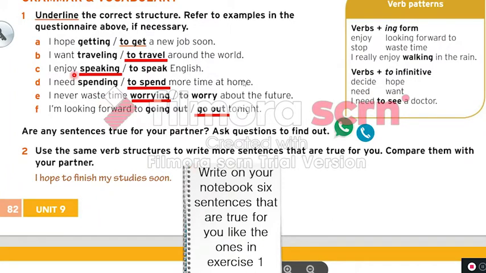All right, so these sentences with hope, want, enjoy, need, you're gonna write them, but you're gonna change this verb and the complement so that the sentences are true for you. For example, if you say I want, what is something you want to do? Maybe you want to go to the beach, so you can say I want to go to the beach. All right, maybe you need to drink water, so I need to drink water. All right, remember to use a correct structure. Do it, and when you finish, we'll continue.